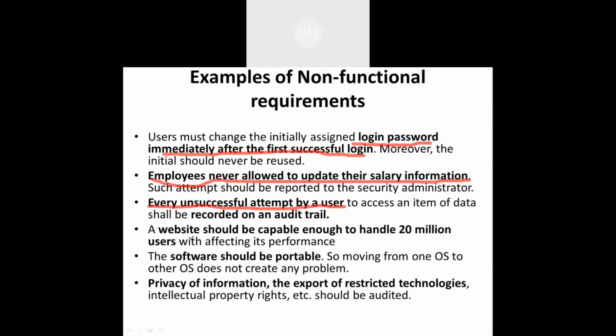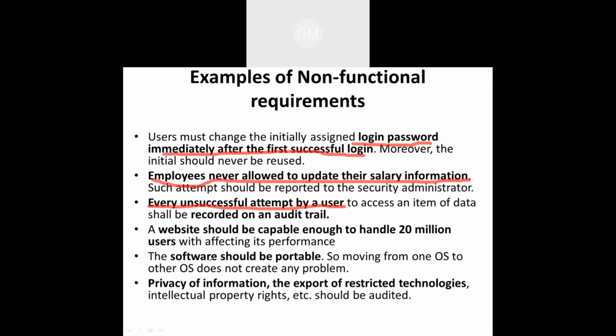Next example is a website. A particular website has the capability to handle up to a certain number of millions of users, and after that many millions are crossed, it is going to affect its performance. For example, in the MIS system, if at a time only 100 users can use that system.